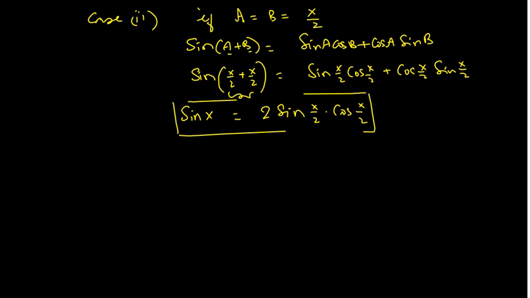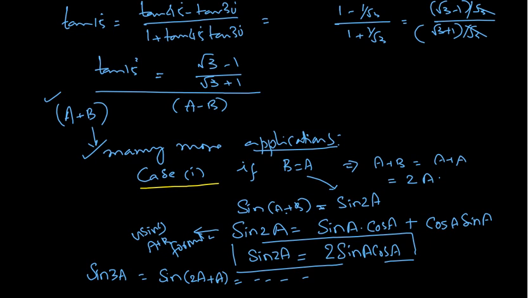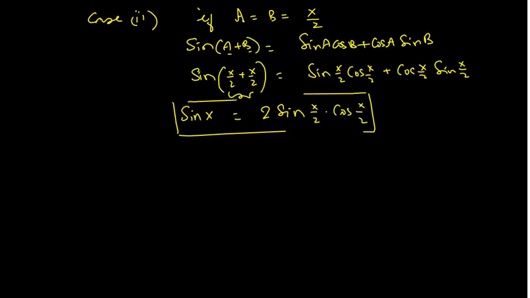If you look at this formula and the previous formula, sin 2a is equal to 2 sin a cos a, right? Both look similar. It's just that whatever you have here, you divide that by 2. Half of that, and here also half of that, and you put a 2 here. 2 is always there.